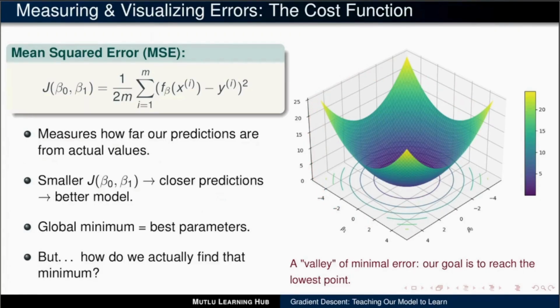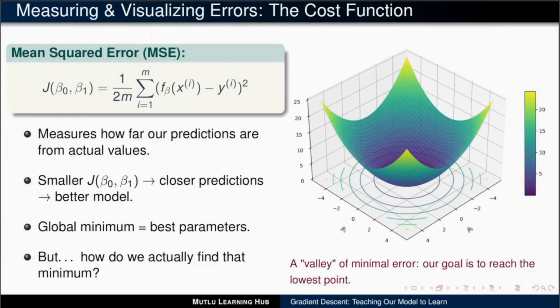Because of this shape, there is only one minimum, called the unique global minimum, where the model achieves the best possible parameters. There are no other local minima, so if we move in the right direction, we are guaranteed to reach this optimal solution efficiently. The big question is, how do we actually find that minimum?